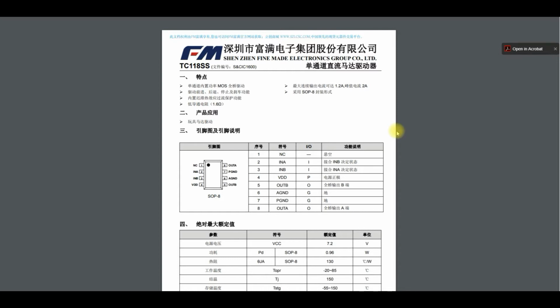But sometimes you know that you just want to drive a single motor, and what we're going to take a look at now is a single motor driver chip that's fairly cheap. So let's take a look and see what we're working with.